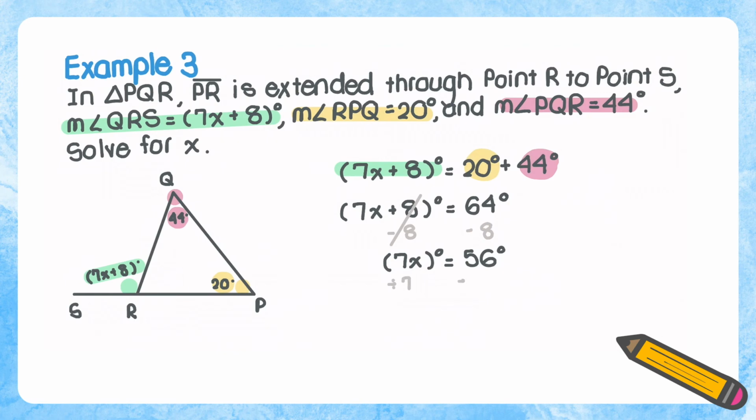Divide both sides by 7. And we've solved for x. X equals 8. So we solve for x using the exterior angle theorem. The most important step, honestly, for these types of problems is to correctly set up your triangle and correctly label your given angles.